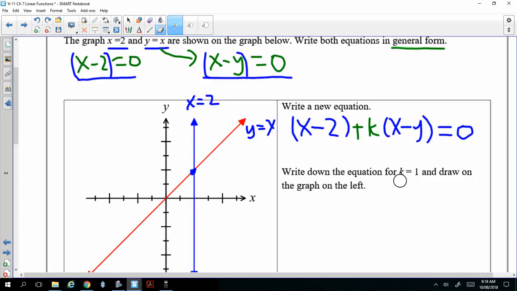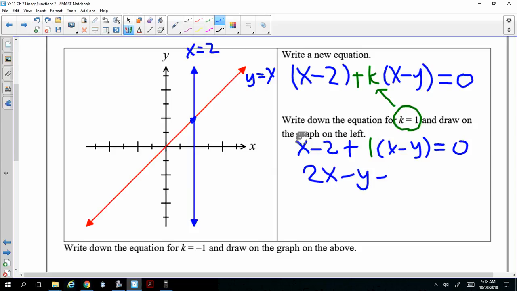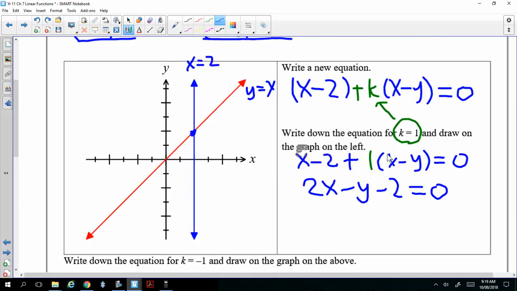Okay, let's see. We're going to investigate what happens when k is equal to 1. So put 1 in there. It's like adding the two equations together: x minus 2 plus 1 times the second equation. Now you can just collect like terms. So what do you get? 2x minus y minus 2. We get this new equation that comes from the first two, because 1 times x is x, and x plus x is 2x. Sorry, I skipped some steps.